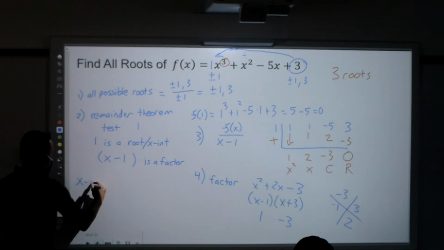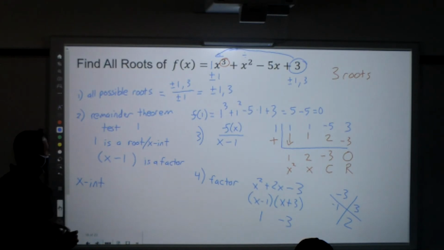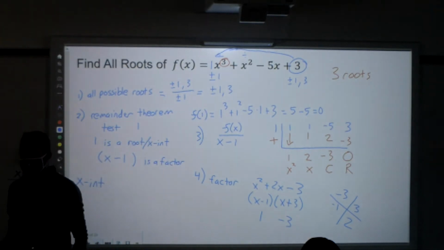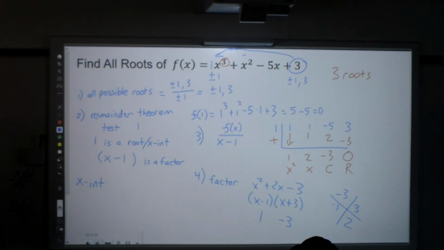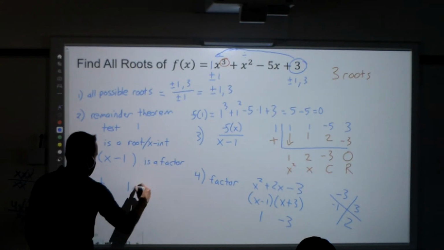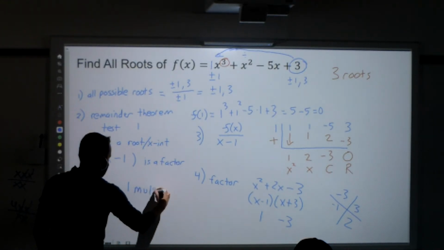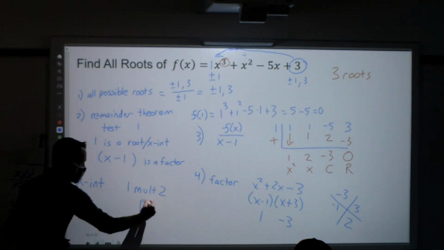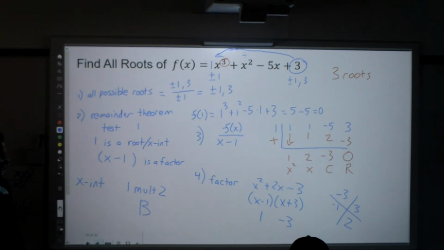My x-intercepts at the very beginning, I got 1. But then at the end, I got 1 again. Can we have it repeated? Yes. What do we call that? It's a bouncing 1. That's the multiplicity. Remember that? Multiplicity is how many times you use the root. So my x-intercept is 1 with a multiplicity of 2, which if you have an even multiplicity, it means it's going to bounce.